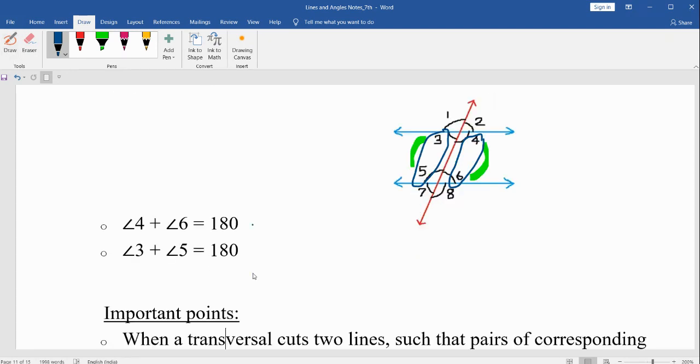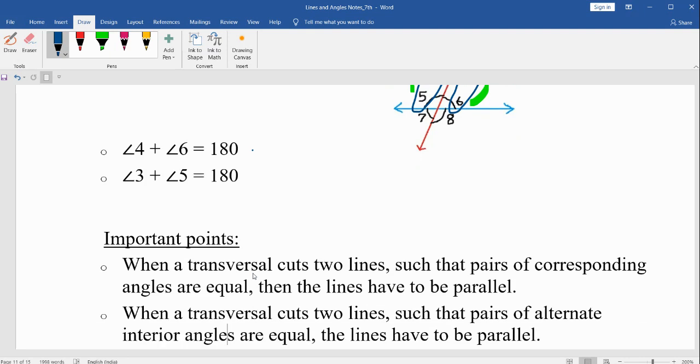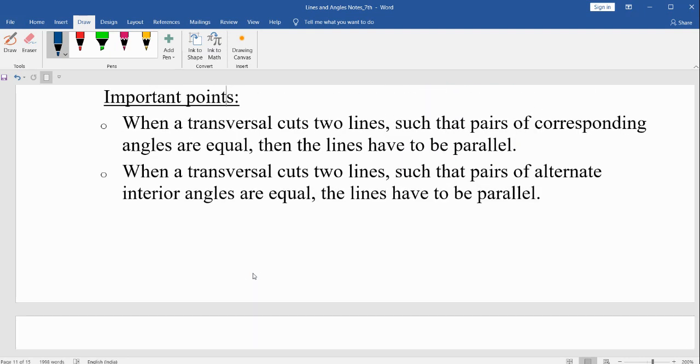So what are the important points we need to see here? When a transversal cuts two lines, then the lines have to be parallel naturally. If there are two lines and the transversal cuts these two lines in two distinct points, then naturally they have to be parallel, right?